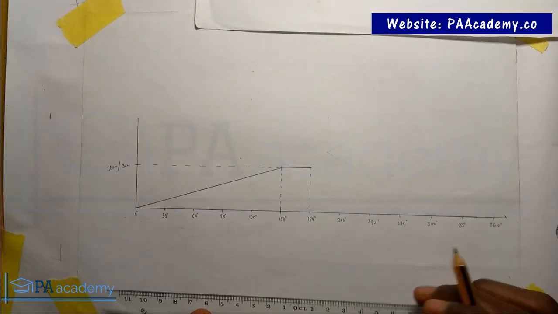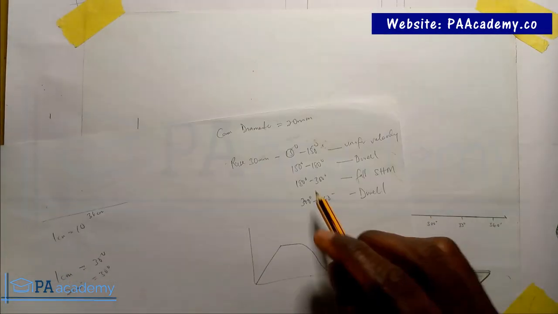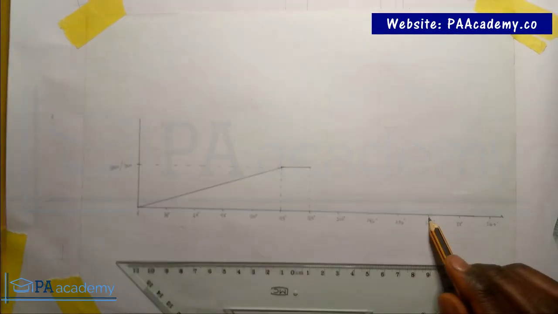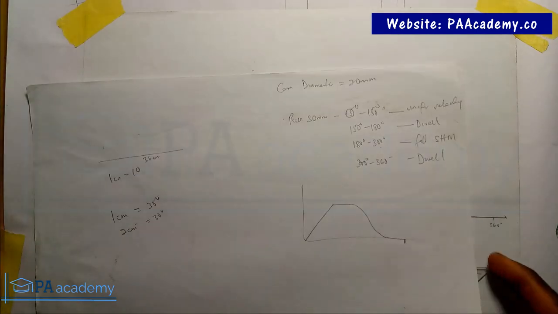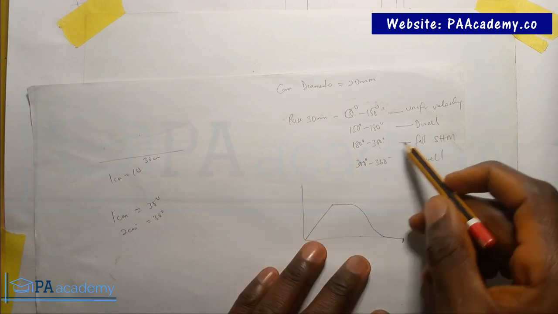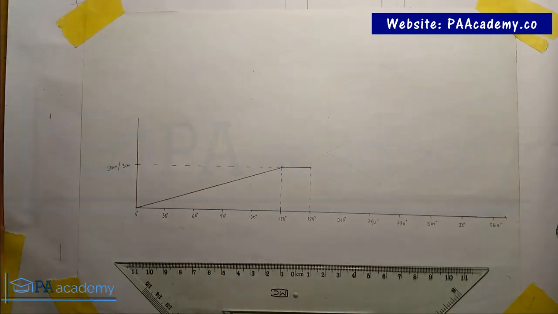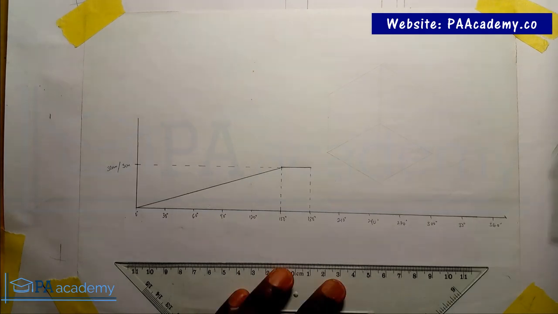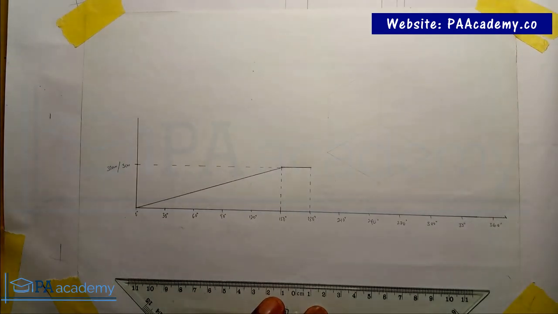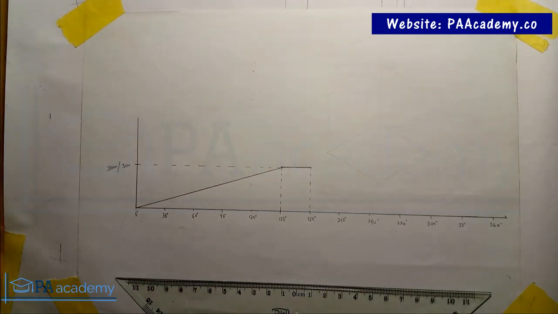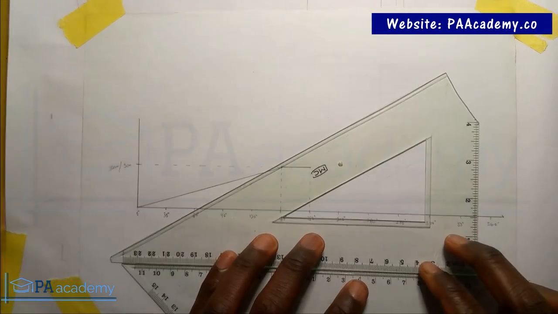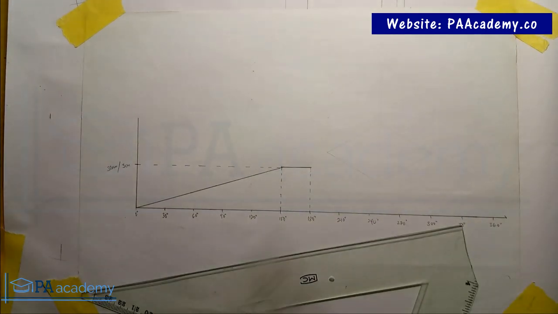Then the next information says from 180 to 300 it falls with simple harmonic motion. Remember the question said for another 120 degrees, so I've added it up, 180 plus 120, that's 300. So from 180 to 300 it falls with simple harmonic motion. Let me take note of that point also. Let me just use this.